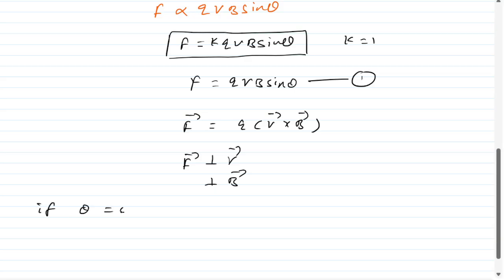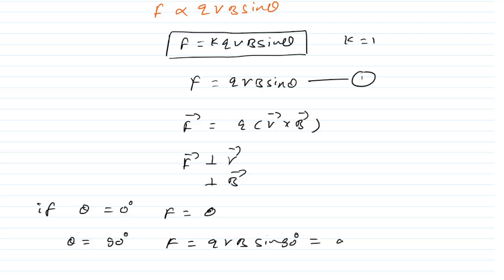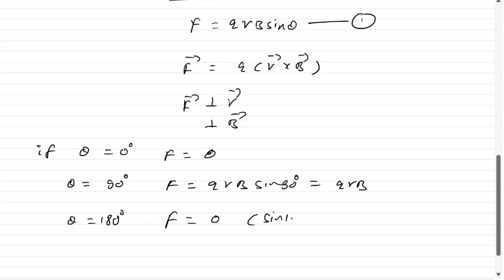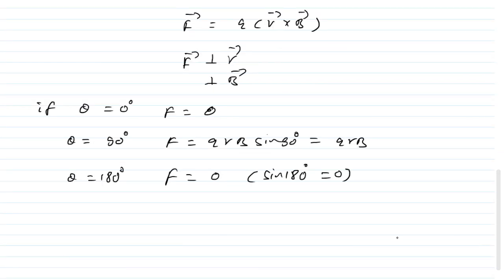From this equation, if theta is equal to 0 degree, force will be equal to 0 because sin 0 is 0. If theta is equal to 90 degree, force is maximum, qvB, as sin 90 is 1. And when theta is 180 degree, again force will be 0 as sin 180 degree is 0.